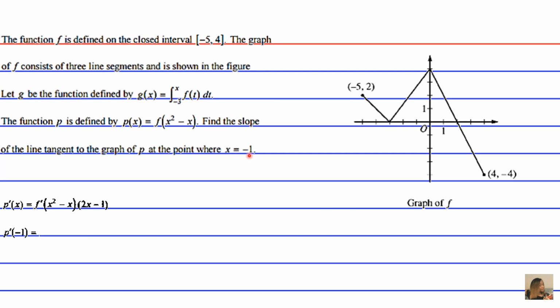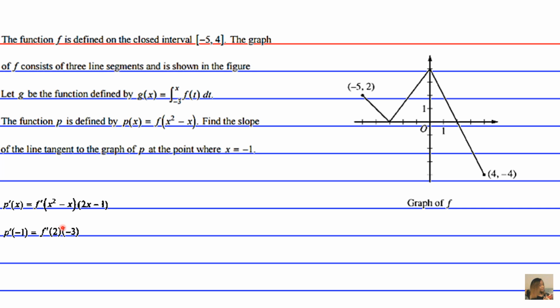So p prime of -1 is going to be f prime, and all we did here is plug in -1. So -1 squared is 1, and then minus a -1 is going to be like adding 1, so 1 plus 1 is 2. And when we plug in -1 here, we get 2 times -1 is -2 minus 1 is -3. So f prime of 2 times -3.